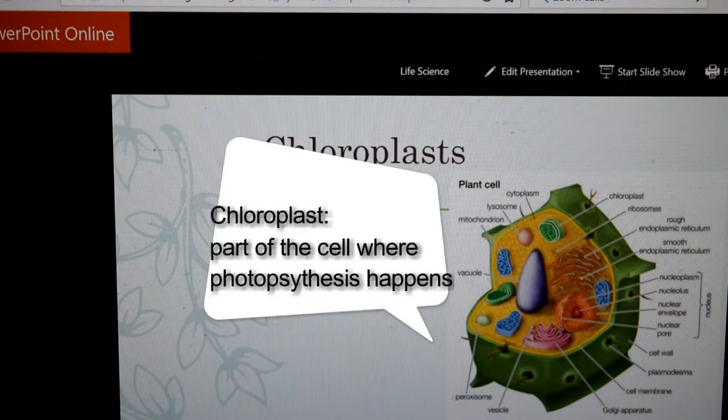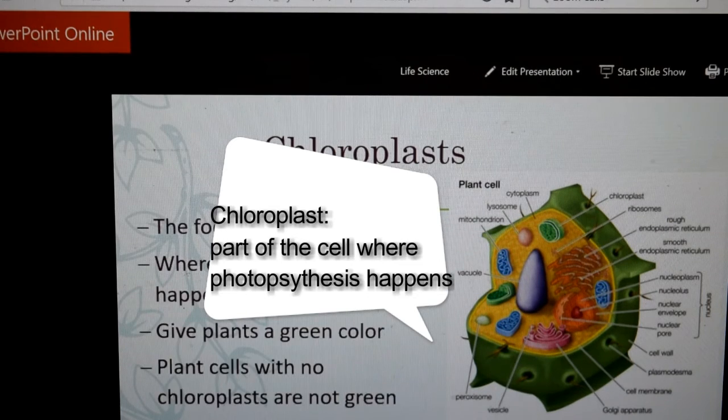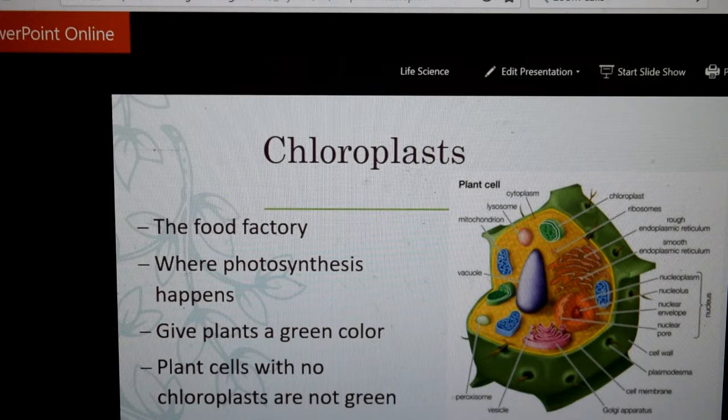All right, chloroplast. Now chloroplast makes photosynthesis possible. The chloroplast is this right here. The chlorophyll is inside the chloroplast, and that's where photosynthesis happens. So that's another difference in a plant cell. Animal cells don't have chloroplast.